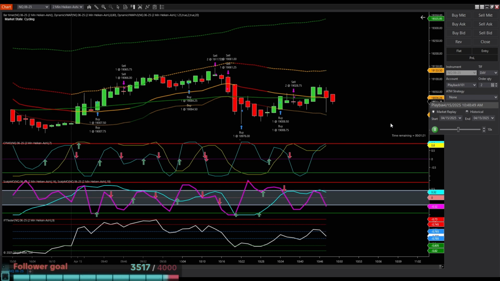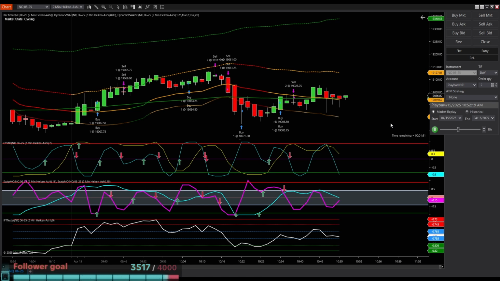My ScalpMO is set to 16 and 18, so the cyan line is set to 16, and the purple line is set to 18. But keep in mind that if you want it to be more responsive, you need to tweak it. You may want to tweak it down and test it from 12 all the way through 18 to make sure that you get the right response out of it. Okay.